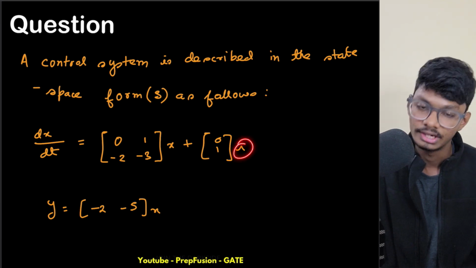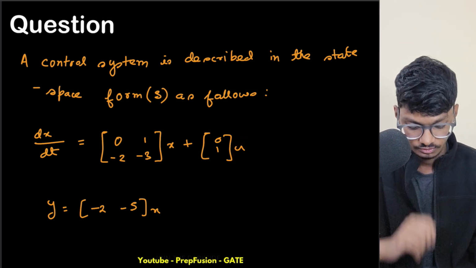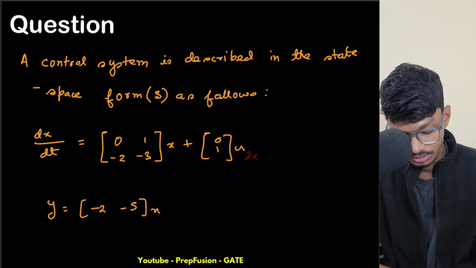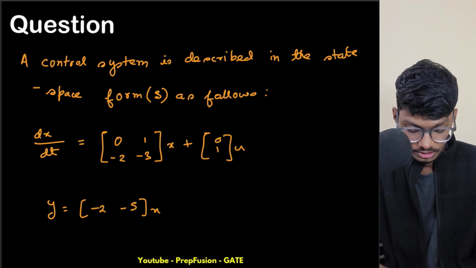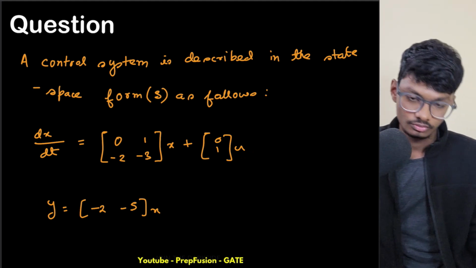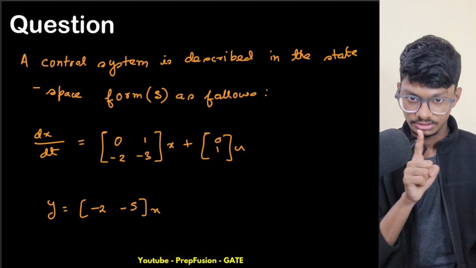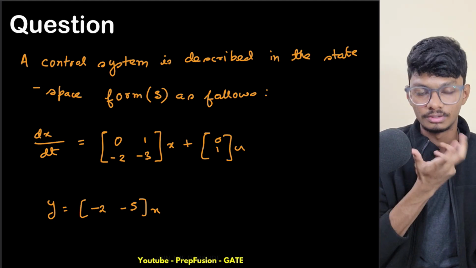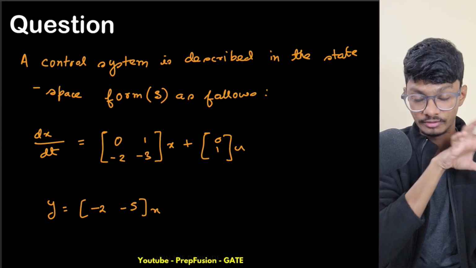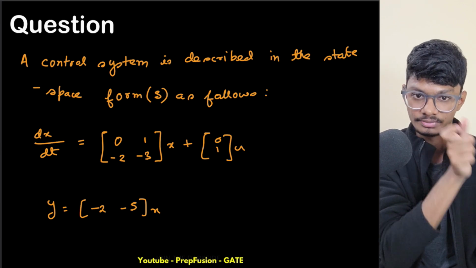This is also a single element only, 1 cross 1. Okay, so sorry, yes, 1 cross 1. So that is why we will get only a single-term transfer function. If it was a multiple input multiple output system, then we would have got a transfer function matrix, not a simple element.